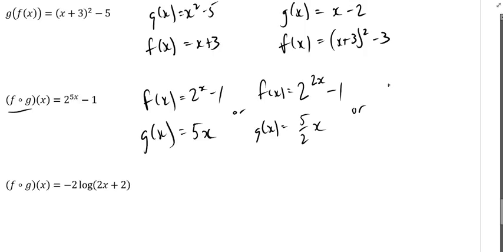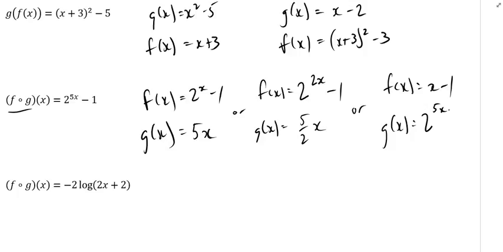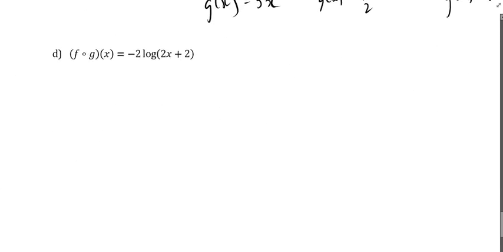What about this? F at x equals x minus 1, g at x equals 2 to the 5x. Okay. Last one. Everybody try to come up with at least one on their own. There's all different kinds here.